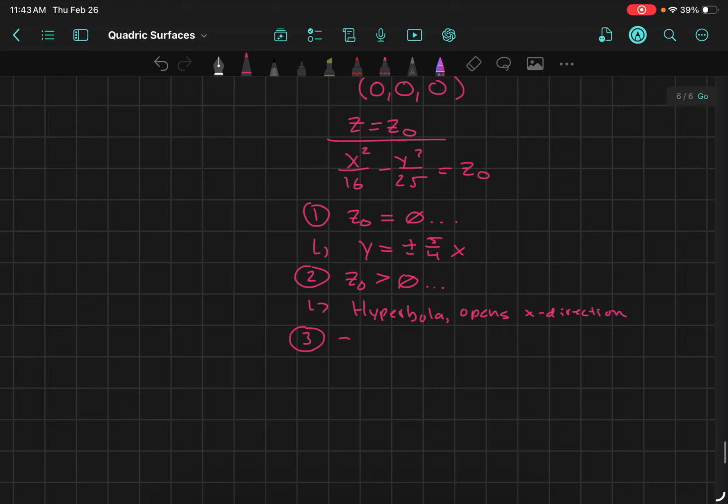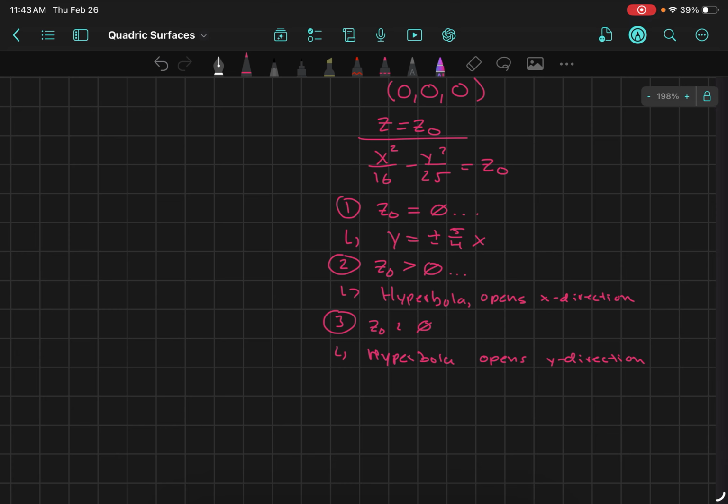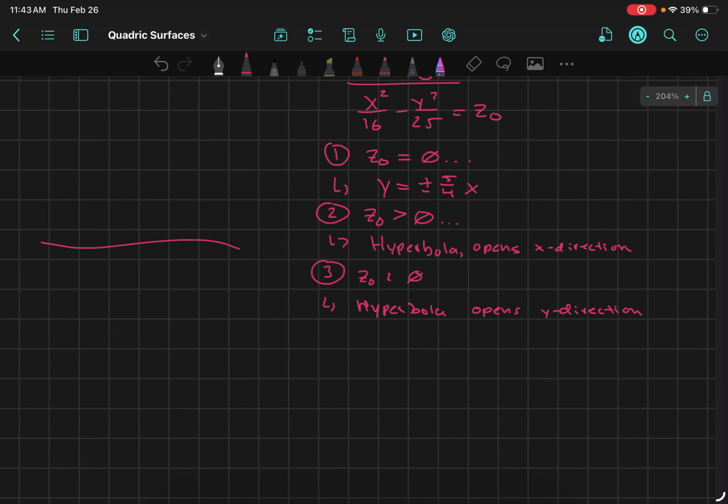And our third case is if z naught is less than 0, then our hyperbola opens in the y direction. So pretty much what I'm trying to say here is that if it opens in the x direction, and let's just say this is the x-axis right here, it's going to look like that, right? Now in our third case, wherein we have our y-axis here, we're going to have bang, bang.